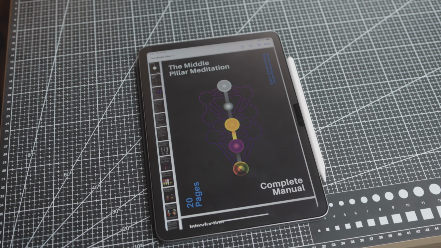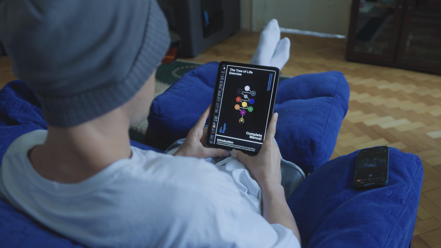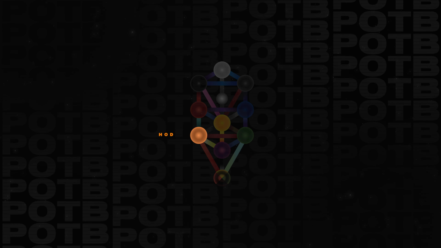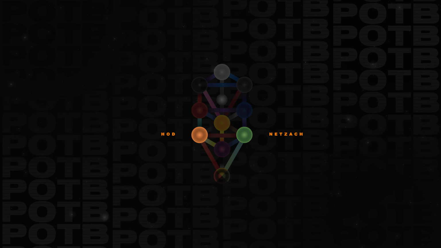The yogi follows the middle pillar and the path of the arrow. The Western esotericist follows the path of the lightning flash, in which Hod, the sphere of Mercury and intellect, comes before Netzach's passion when moving bottom to top.